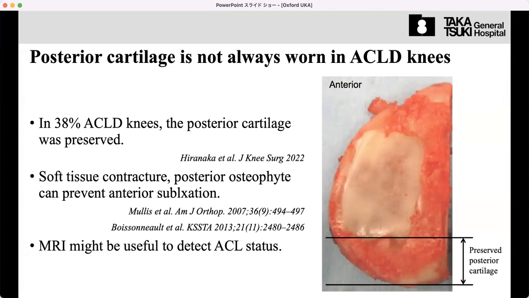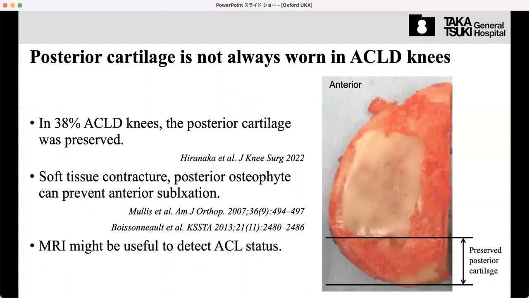Normally, a big osteophyte here can prevent anterior dislocation of the tibia. In such cases, MRI might be helpful, but MRI can overestimate the ACL deficiency once the synovium of the ACL is damaged. Joint fluid comes into the ACL fibers, and it shows a false image of ACL deficiency.